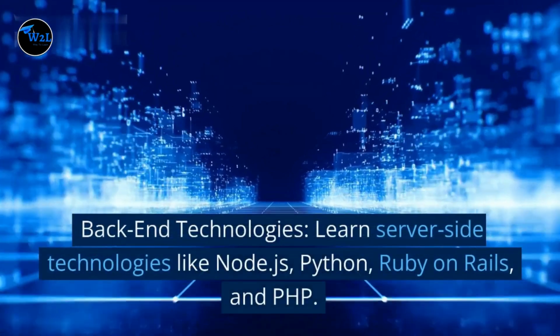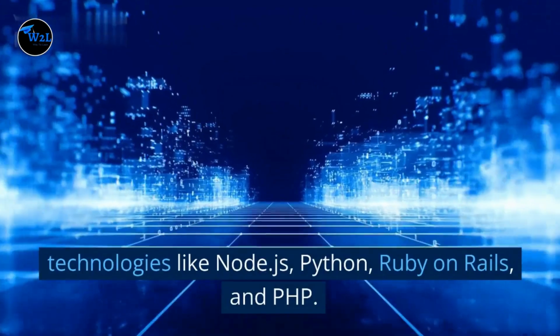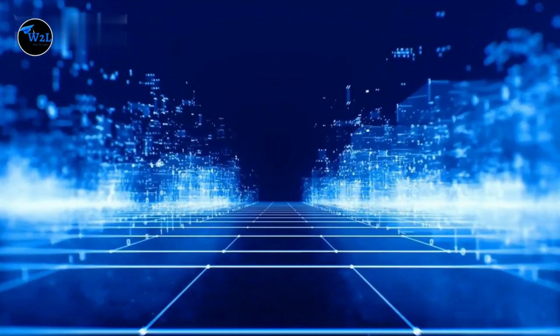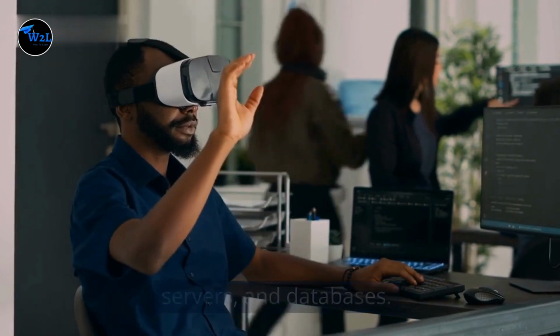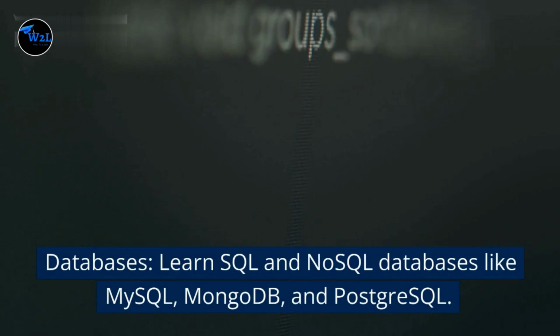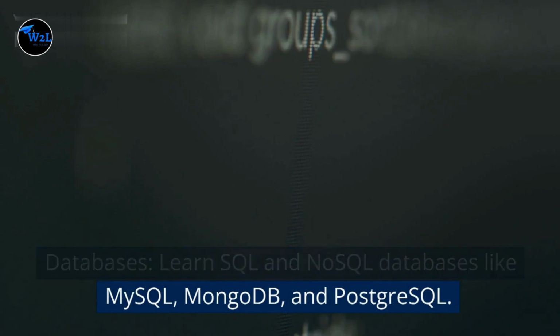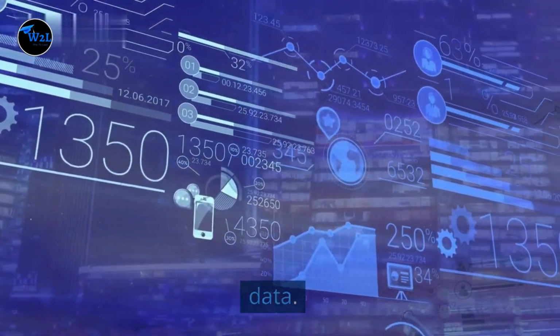Back-end technologies. Learn server-side technologies like Node.js, Python, Ruby on Rails, and PHP. These technologies are used to build APIs, web servers, and databases. Databases. Learn SQL and NoSQL databases like MySQL, MongoDB, and PostgreSQL. These databases are used to store and retrieve data.